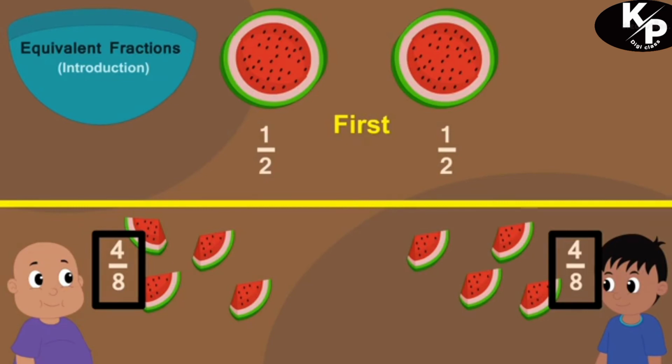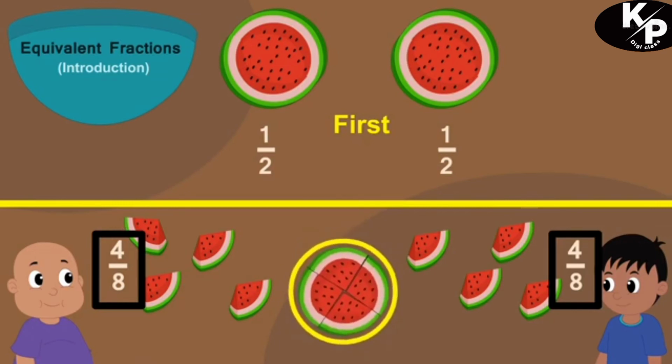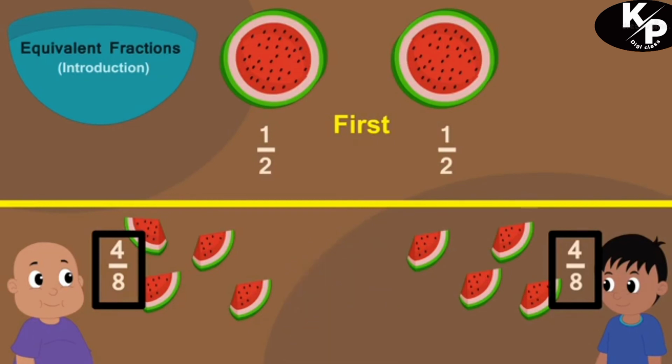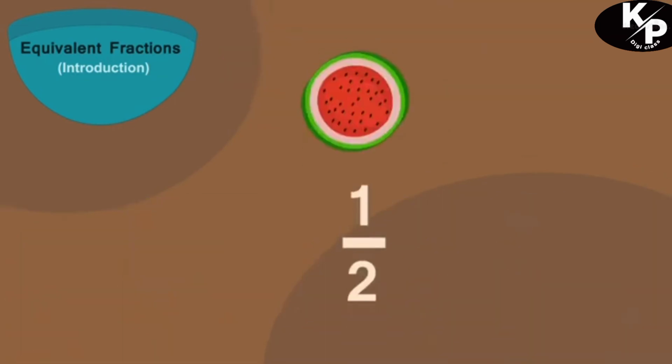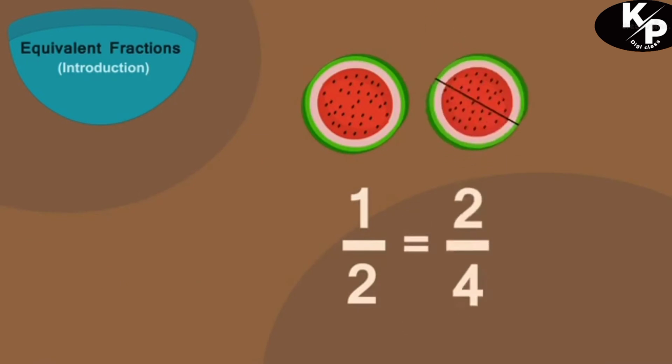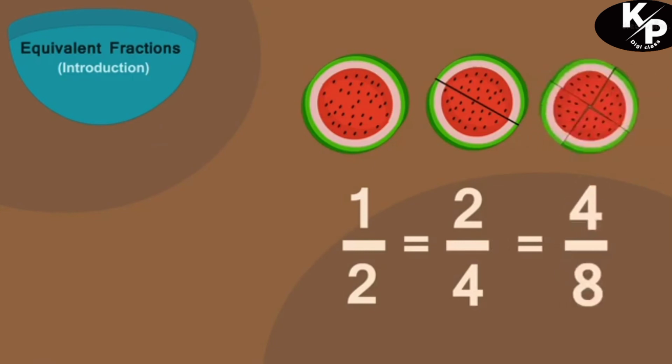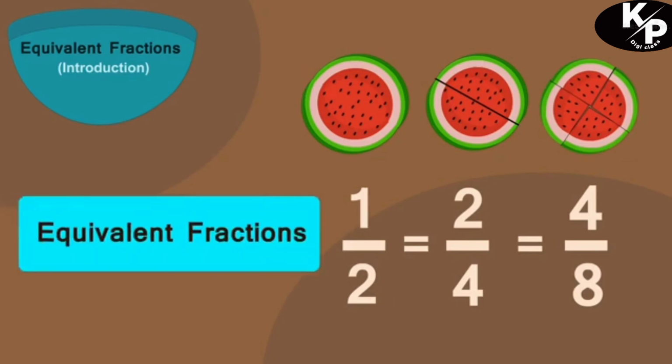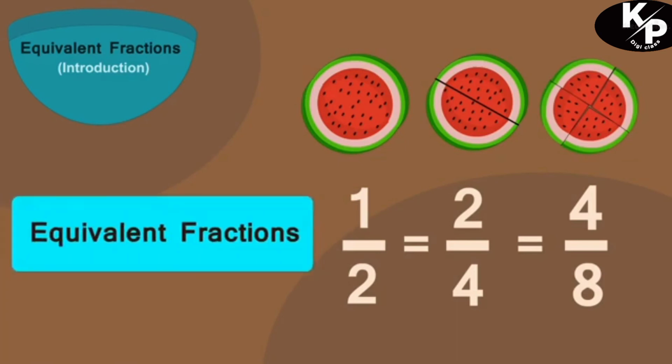If you look closely, you will find that they are still getting half of the watermelon. So, we can write the fraction 1/2 is equal to the fraction 2/4 is equal to the fraction 4/8. All of these are equivalent fractions.